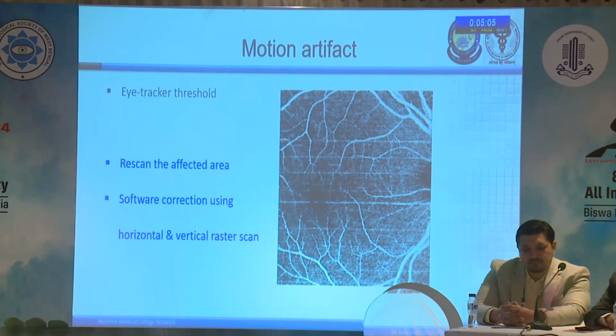So these motion artifacts will appear as white streaks across the image, and how the machine takes care of it is that it may rescan the affected area if that option is there, or you can have software which corrects this motion artifact using horizontal and vertical raster scans. So using the horizontal and vertical raster scans, you can know what the displacement of the image is, and then you can align the image using the software and get a motion artifact free image.